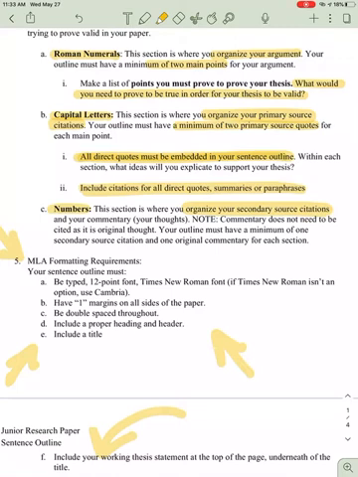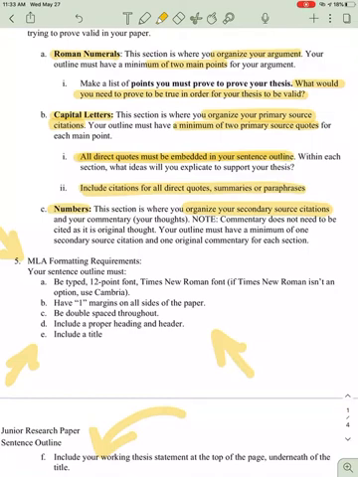The numbers is where you organize your secondary source information. All right, and you also add your commentary here. I do want you to note that commentary does not need to be cited because it is your own original thoughts. You've read this stuff. This is what you think about it. It's an original thought. You do not need to cite that.